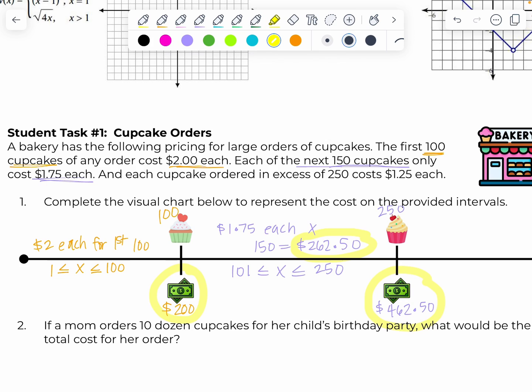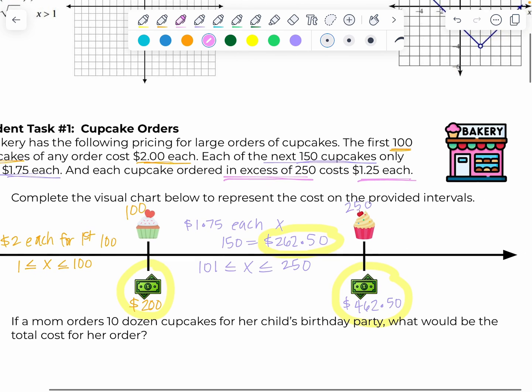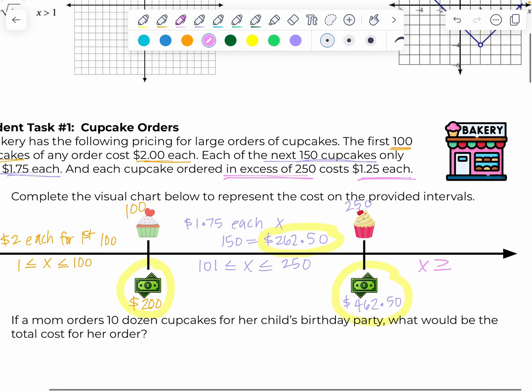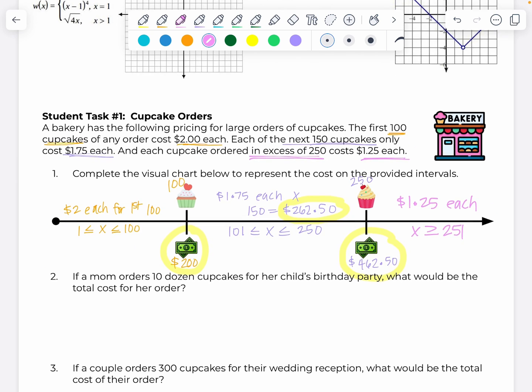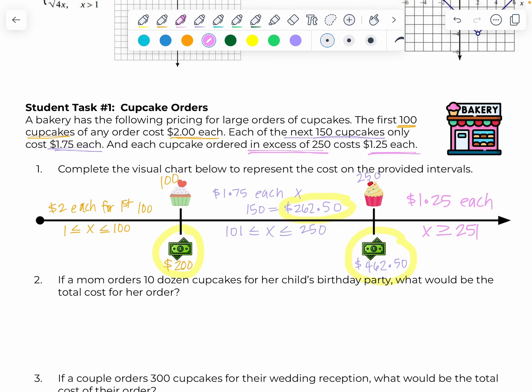Then after that, it says that any cupcake we purchase is going to cost $1.25. So in excess of 250, that means that there's no upper limit. So from cupcake number 251 to cupcake 1,000, 2,000, however many a customer buys, those cupcakes are going to be priced at $1.25 each. So we're going to utilize this information to answer a couple of questions.